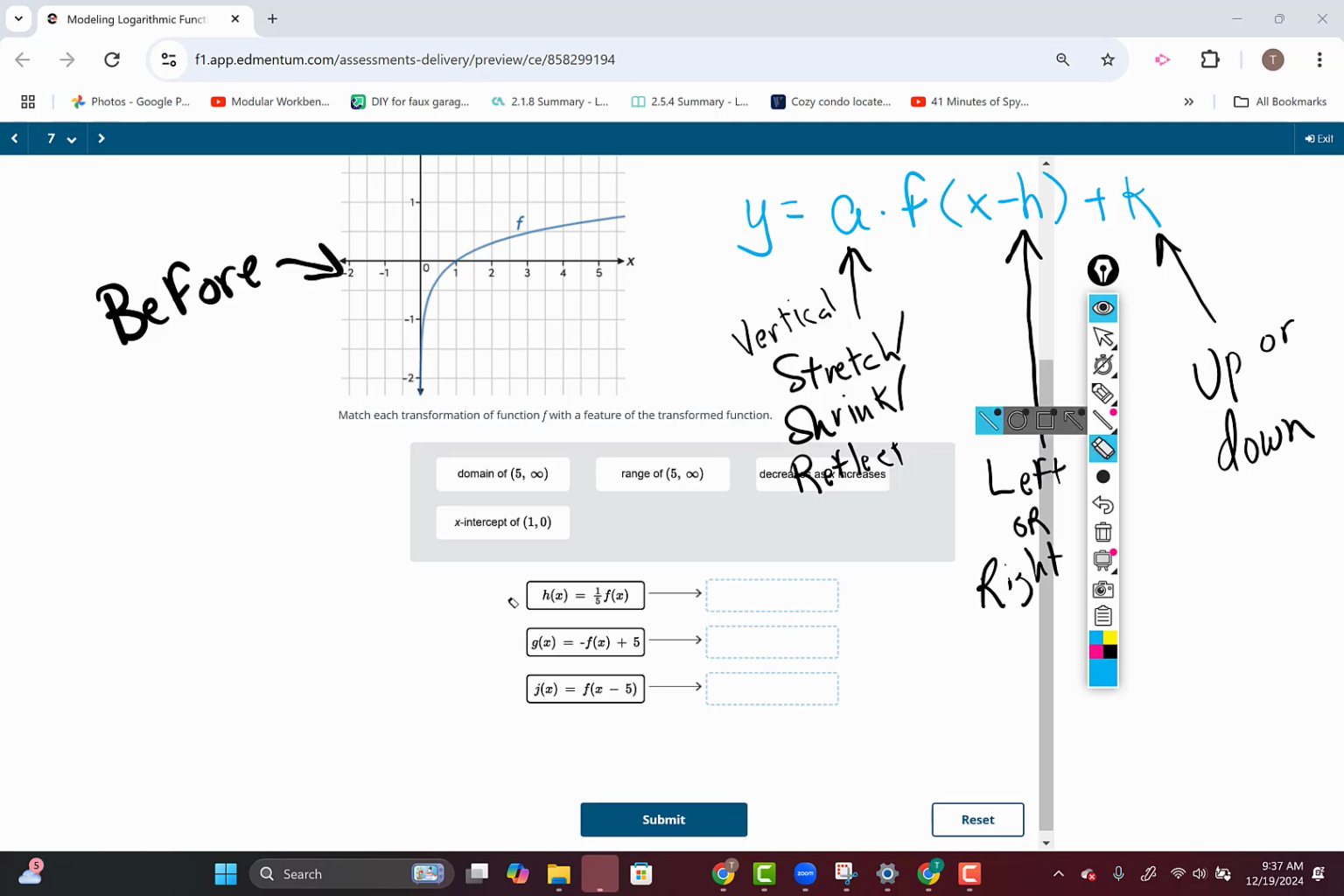Okay, so then let's go through each question. Let's start with h. Function h shows 1/5 times f of x. So this is an A value. That's positive, between 0 and 1. So this is a shrink, and specifically, it's a vertical shrink. Which coordinate is our vertical coordinate? It's our y coordinate. So it's our y coordinate that's being affected here.